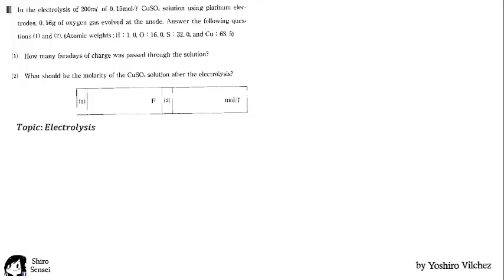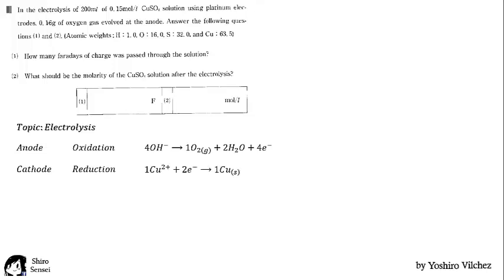So the topic here is electrolysis indeed. In the electrolysis process, we all know that in the anode occurs oxidation and that in the cathode occurs a reduction. In this problem, being copper sulfate the substance in the solution, in the anode evolves oxygen gas, and in the cathode the copper ion reduces and is plated as solid copper. Using equivalence, we can find out how many Faradays pass through the solution.